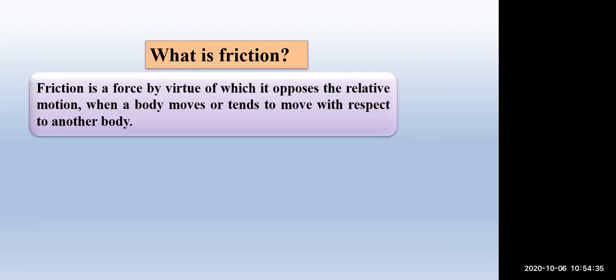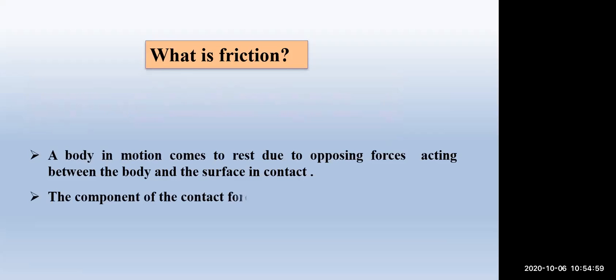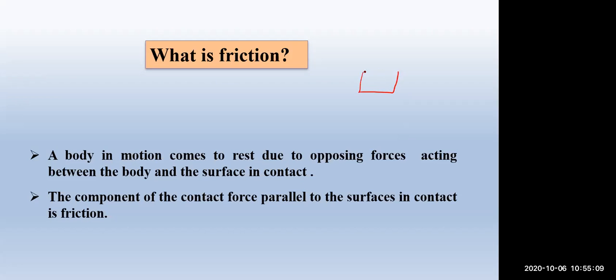So we have two objects under consideration. If one object in contact with the other object is trying to move with respect to the other, then the friction force appears. That force opposes the relative motion. So if one object is trying to move against the other, the friction will try to prevent that relative motion. How does that happen? Suppose one object is here, another object is here.